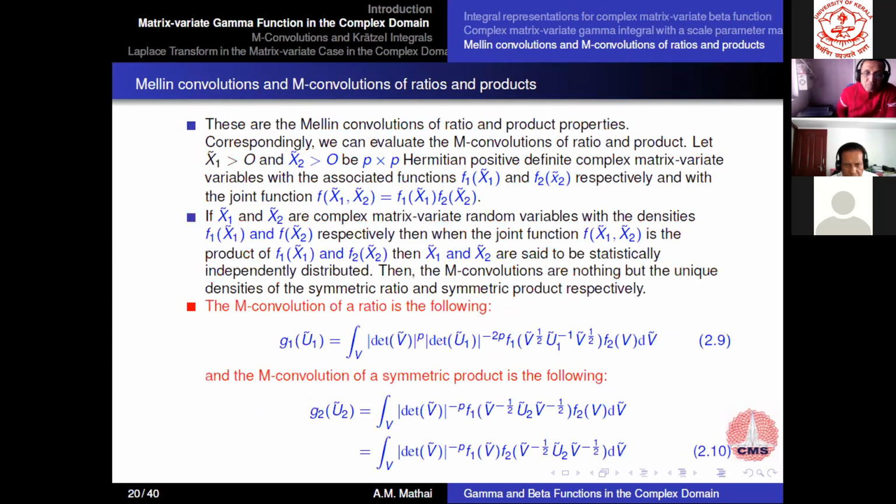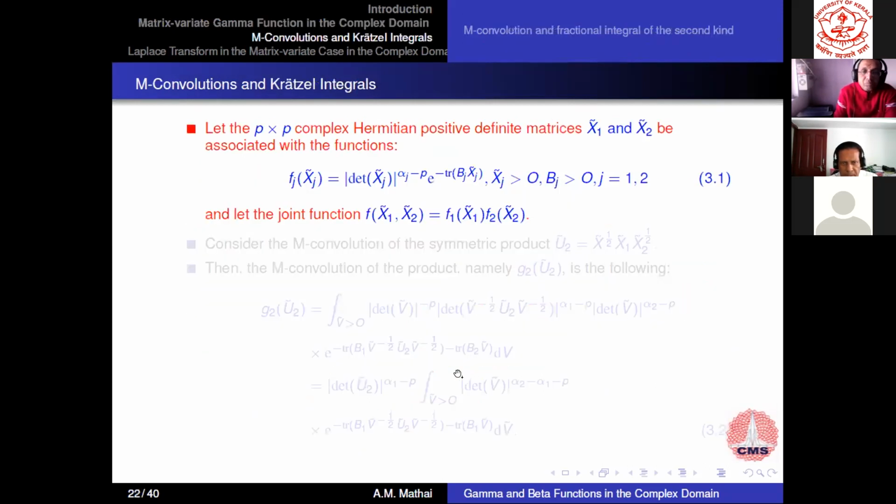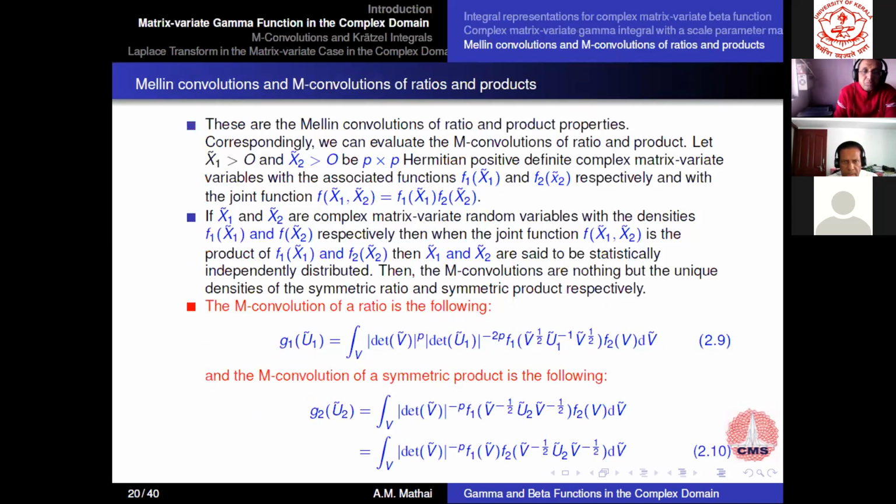Actually, if I take one of the functions as a type 1 beta, well, here is the Kratzel integral and the generalization of that. In the matrix case, I can get the generalization. This is the Kratzel integral as well as the reaction rate probability integral. And we have the generalization of that in the matrix case.